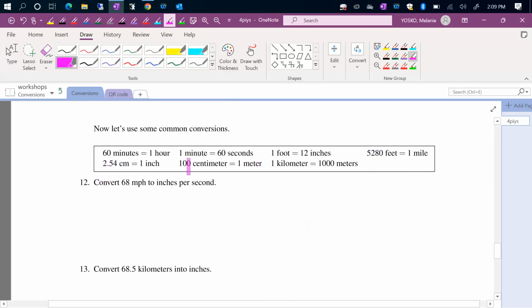2.54 centimeters is equal to 1 inch. I would agree that pretty much every single one of those is on there. That's really stuff you should just know. You should know it backwards and forwards without having to Google. You should know what all of those are.